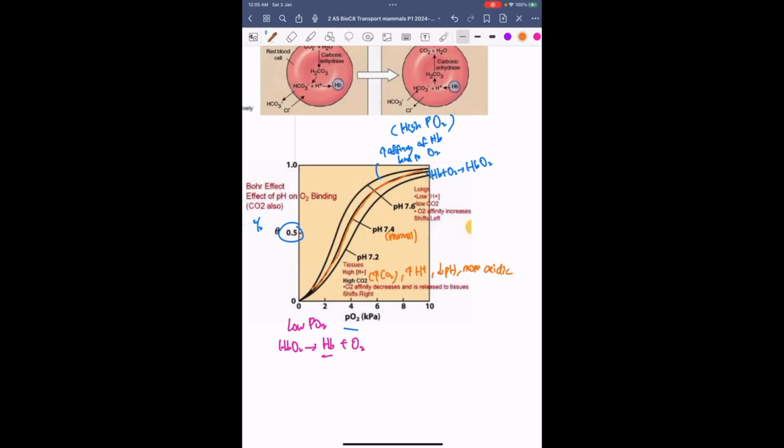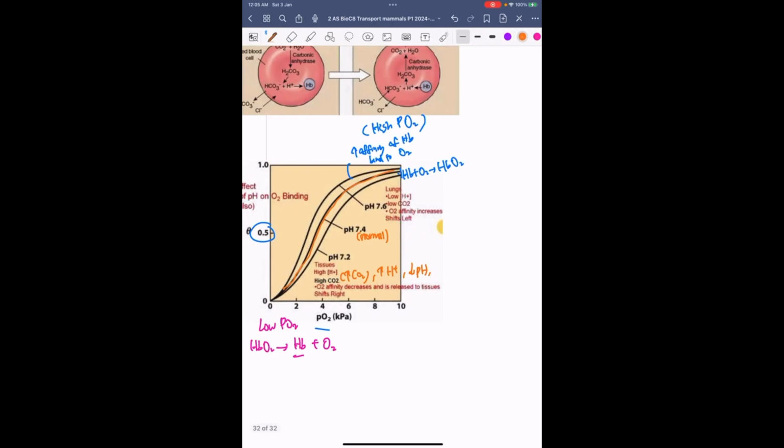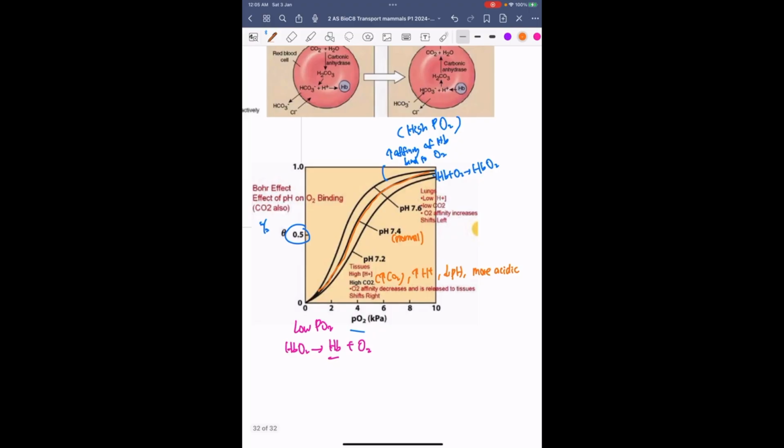I mean the blood pH. The blood pH will become more acidic. So you actually encourage the dissociation of the oxyhemoglobin to release the oxygen. So there will be two kinds of factors that allow the oxyhemoglobin to dissociate and release oxygen. First is the increase in the carbon dioxide concentration, so it will increase the hydrogen ions.